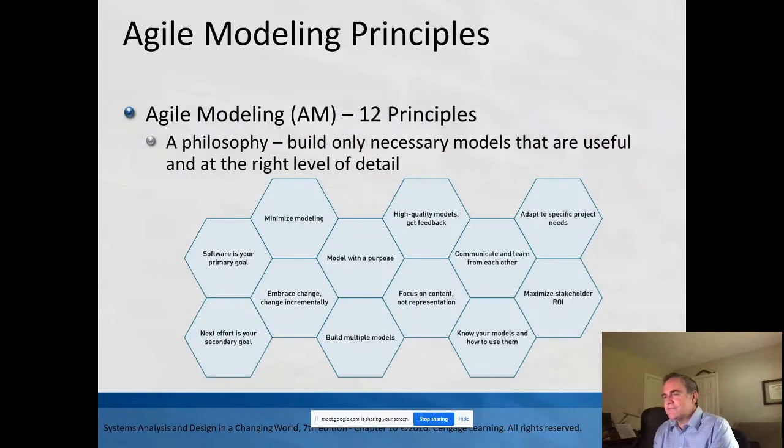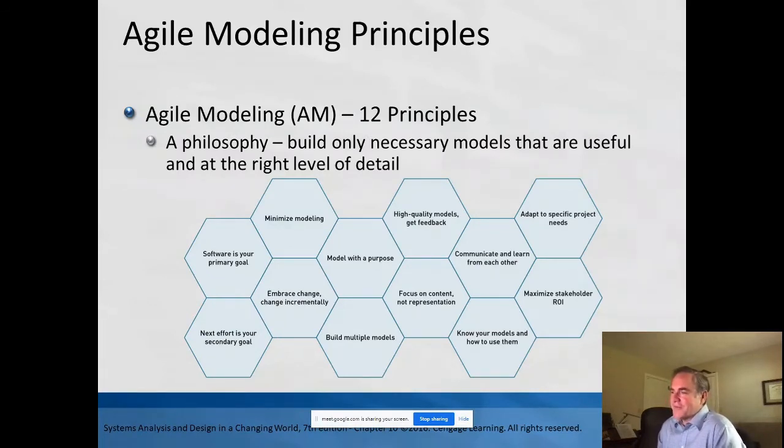Minimize modeling, yet also model with a purpose. So make sure that what you do is done well. Embrace change. Software should be your main focus. I find some of this stuff a little contradictory. I'm trying to be positive about it, but if you notice, this one of the 12 says minimize modeling, and then down here it says build multiple models. It's a little contradictory, but I get the spirit of what they're saying. Don't do unnecessary planning, essentially, is what they're saying.